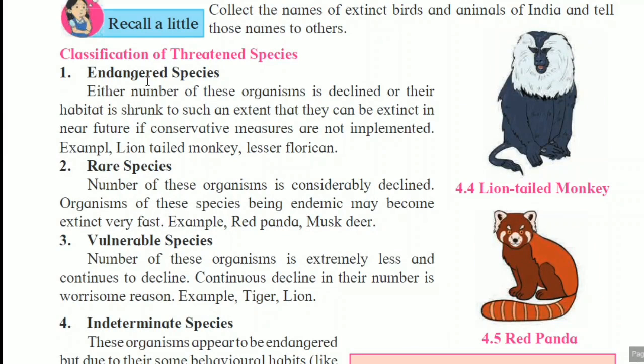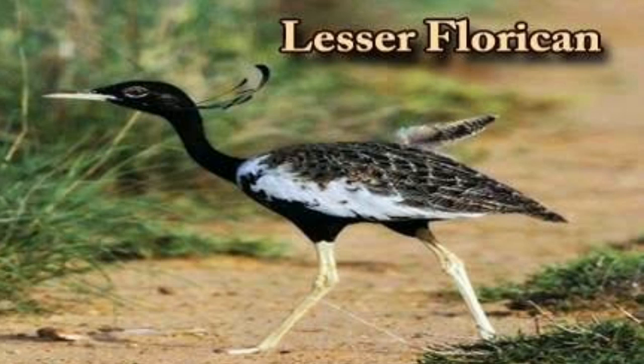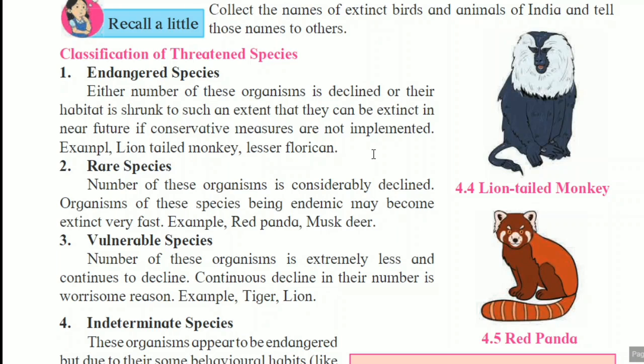First one, endangered species. इसमें भी अभी सब टाइप्स है. एंडेंजर्ड जोन में आ गई ये स्पेसीज. Their habitat, that is their living place, gets shrunk and due to that they cannot survive. और अगर ऐसे ही सिचुएशन कंटिन्यू रहेगी, ये स्पेसीज सर्वाइव नहीं कर पाएंगे. Example, lion-tailed monkey, lesser florican. Lesser florican is also called the tanmore. Okay, so these are the endangered species.